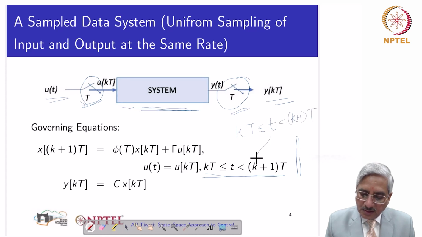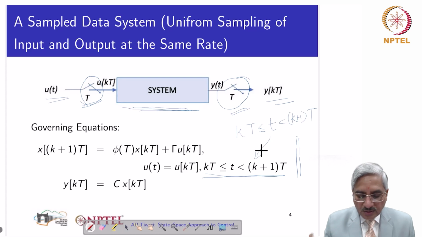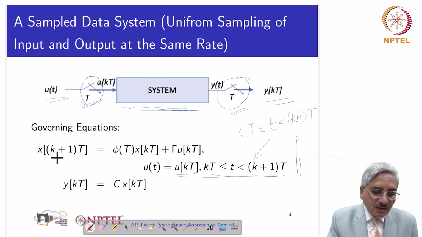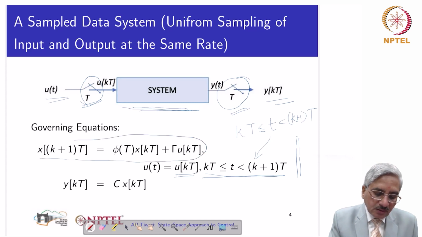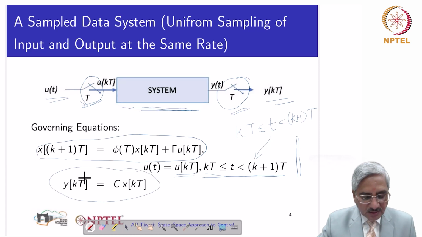is as written here. Between kT and (k+1)T, the input is treated to be constant and it is treated to be equal to u(kT). In that case, the state equation becomes like this, and the output, of course, we are detecting only at the sampling instant, it becomes like this.